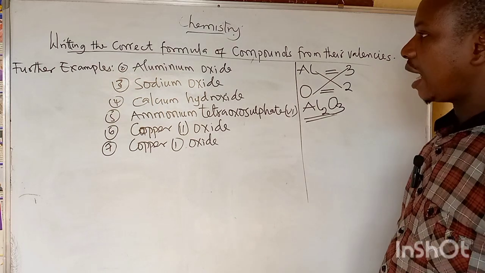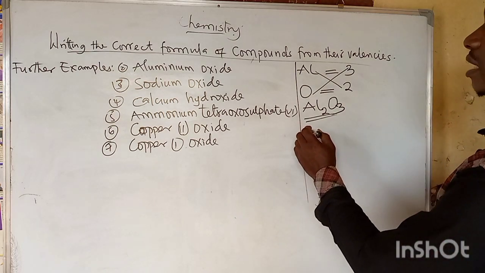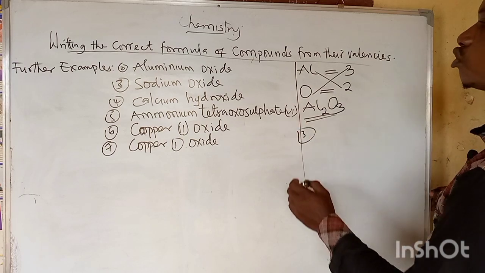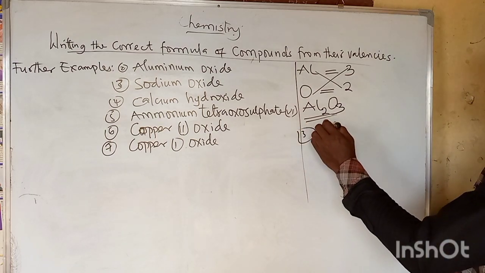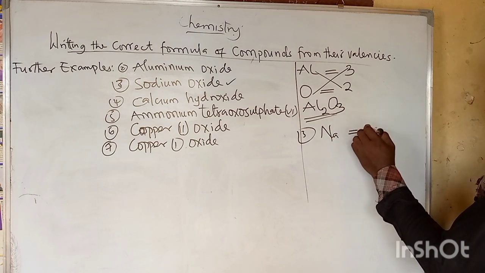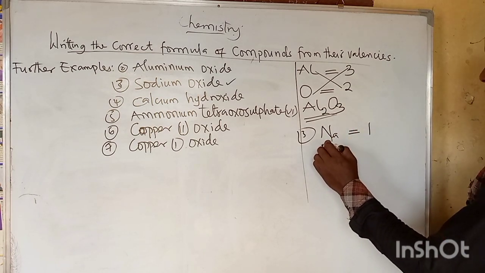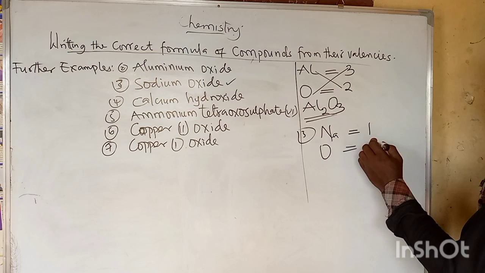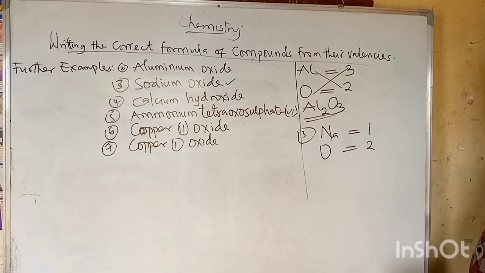This is the correct formula of aluminium oxide. The other example, example 3, is sodium oxide. Sodium is Na, the valency is 1. Oxygen is O, the valency is 2. So they are going to exchange their valencies.